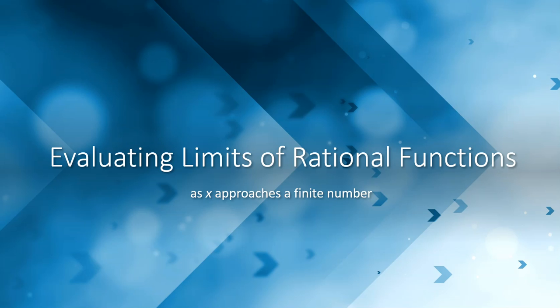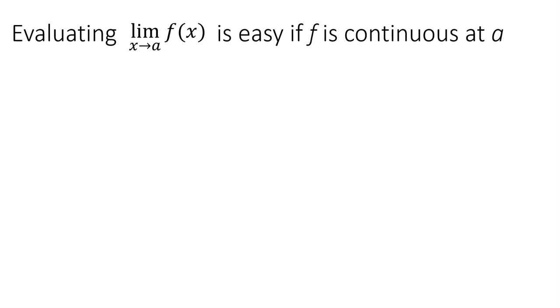We're going to look at evaluating limits of rational functions as x approaches a finite number. When evaluating limits, a key thing to remember is that evaluating the limit as x approaches a of f of x is easy if f is continuous at a. It is easy by definition of continuity. Remember that if a function is continuous at a, then the limit as x approaches a of f of x is equal to f of a.